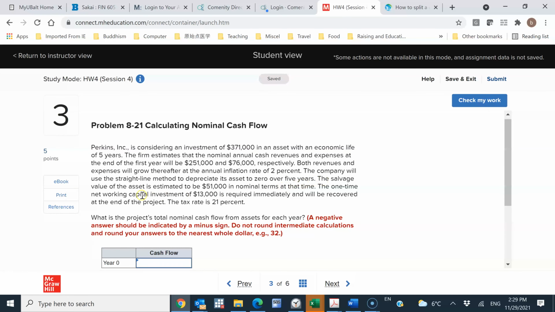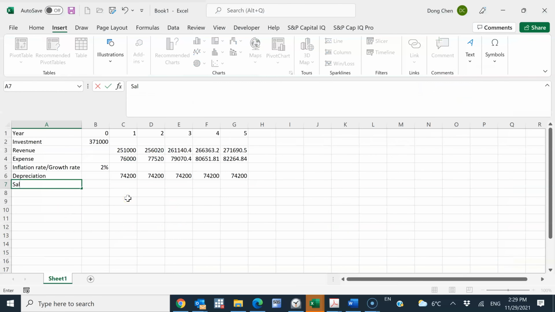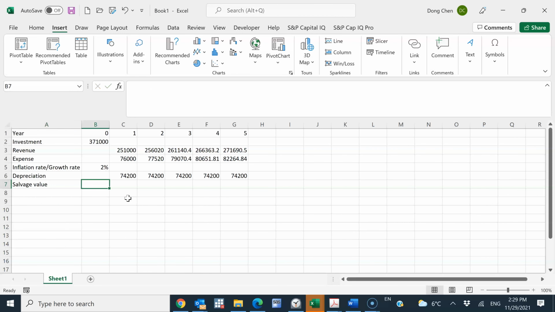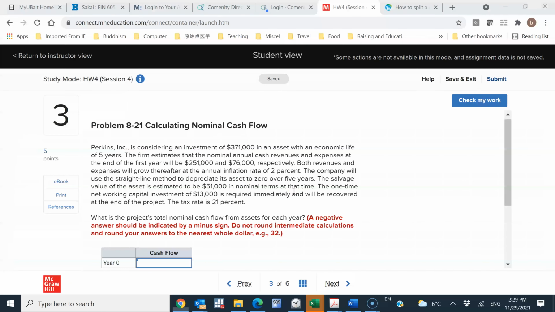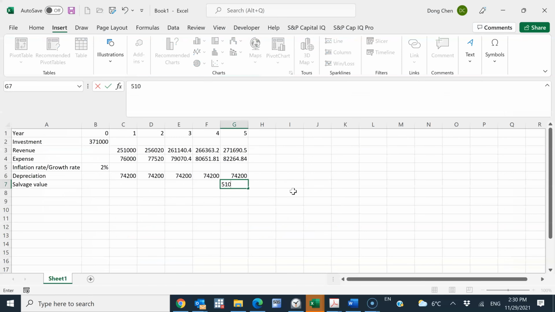The salvage value of the asset is $51,000 in nominal terms. The salvage value here means the selling price of the remaining asset, so that occurs by the end of the project. So the salvage value will be at year 5. So just put that number here. But remember, we need to pay taxes on the salvage value.